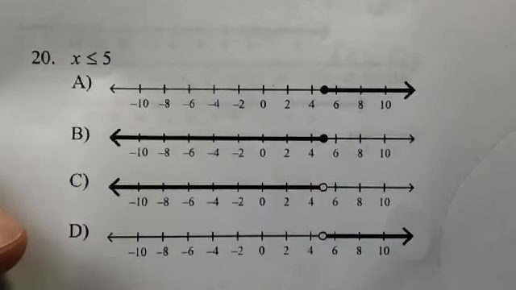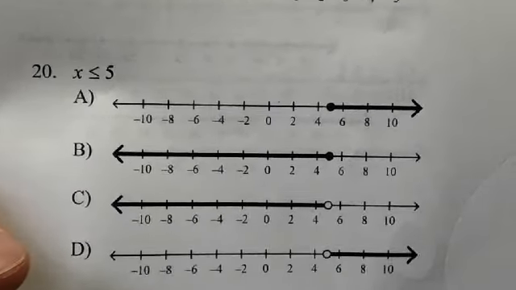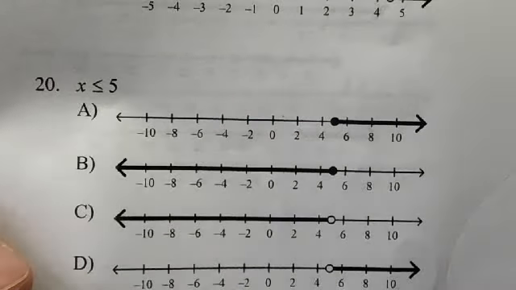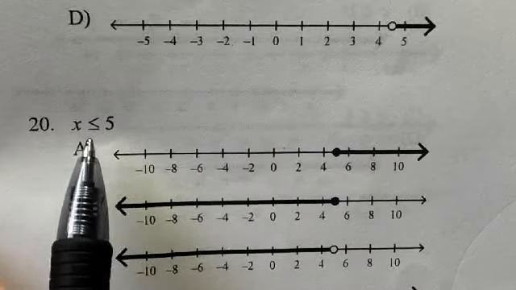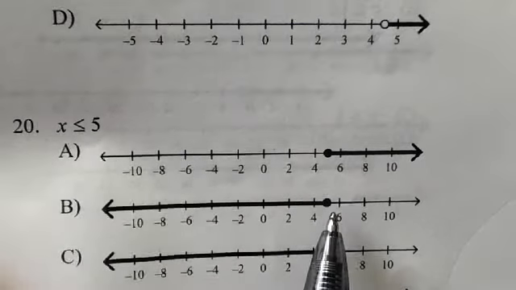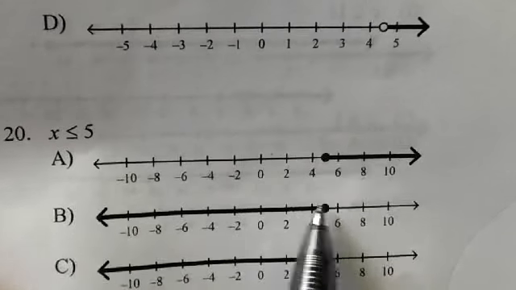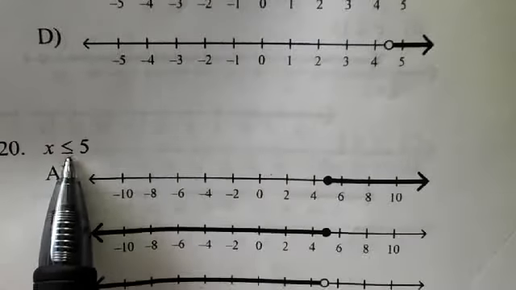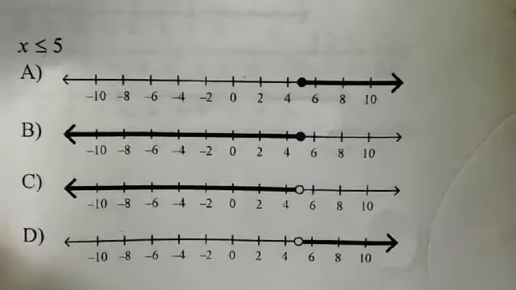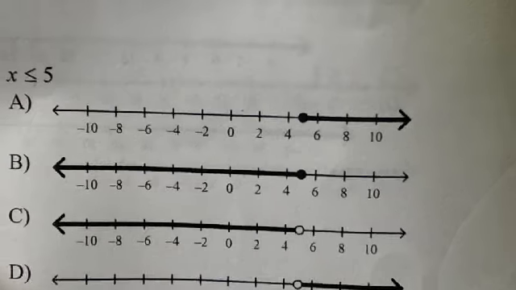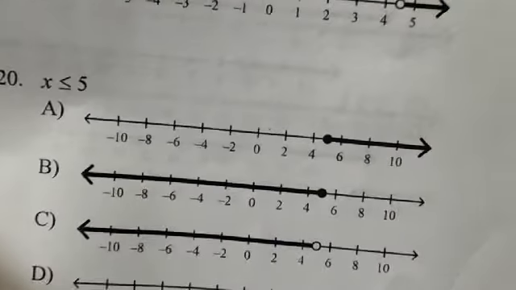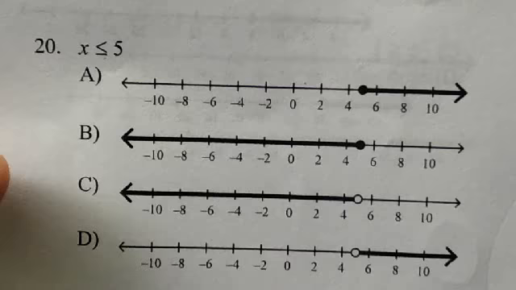Look, jump to number 20 really quick. What are the two possibilities for number 20? B and C. Okay. This one has the little equal sign under. So it has to be B. See, the closed circle indicates that it includes the 5. Rivas, do you see that? So the closed circle indicates that it includes the 5. Do you all see that, guys?